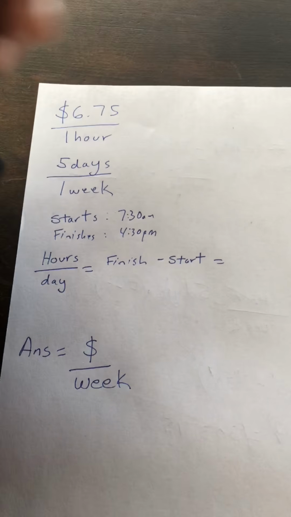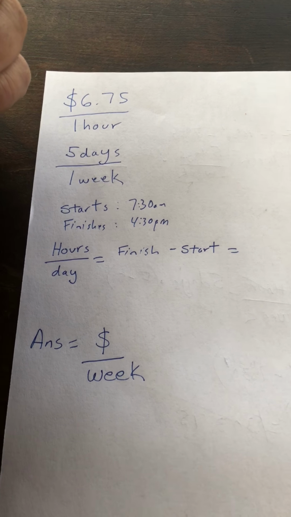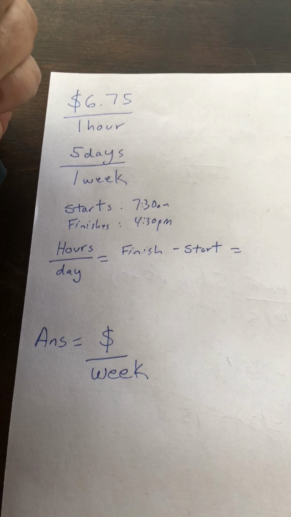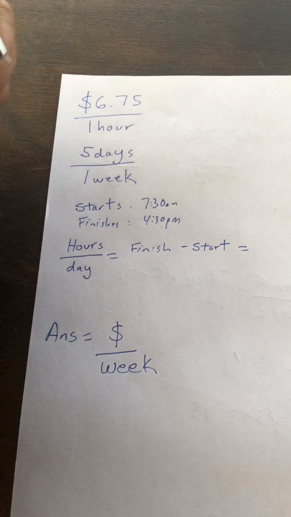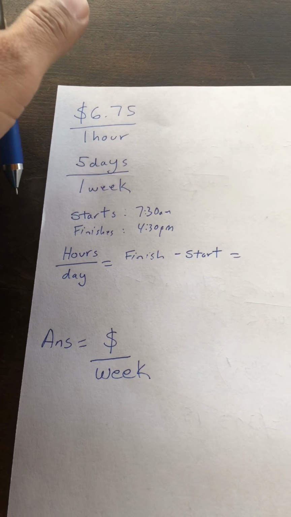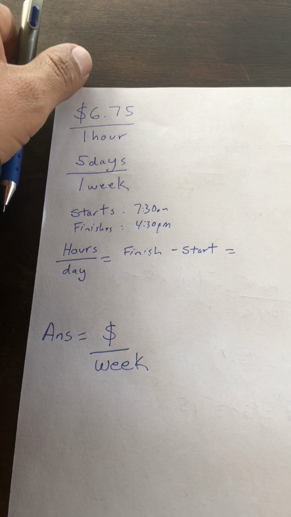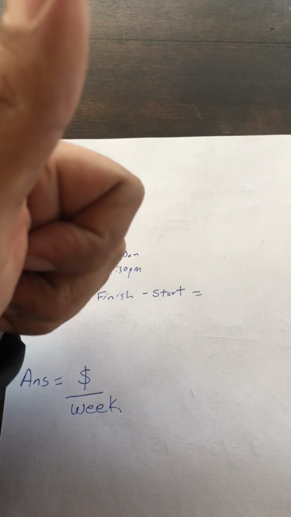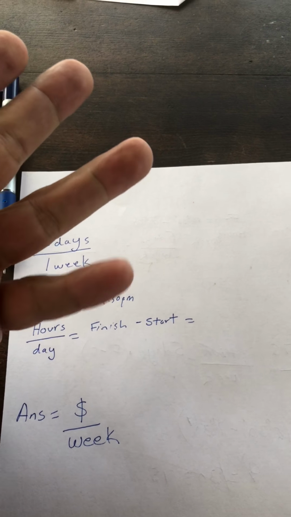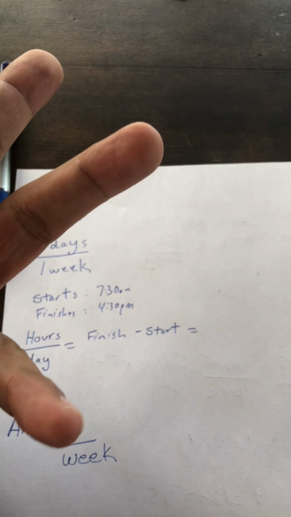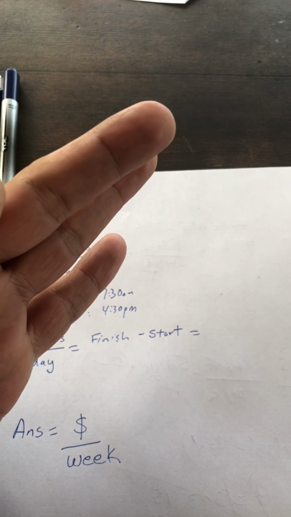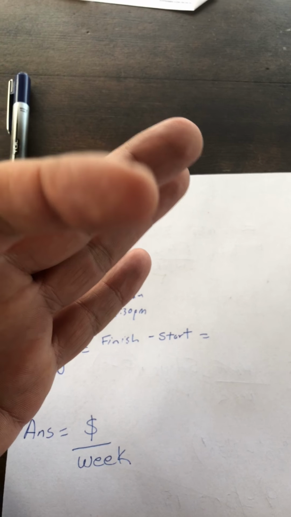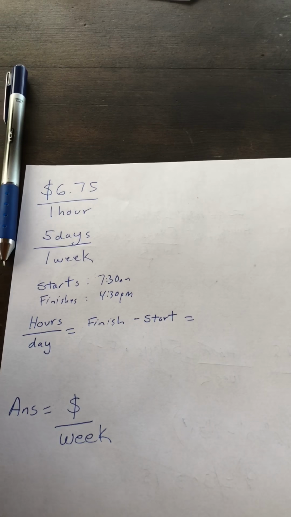So let's get that set up on this calculator. It's going to be his finish time minus his start time. There are multiple ways that you can do this. You can say he starts at 7:30, he finishes at 4:30. You can say 8:30, 9:30, 10:30, 11:30, 12:30, 1:30, 2:30, 3:30, 4:30. So that's 9 hours. Or you can do it on the calculator.